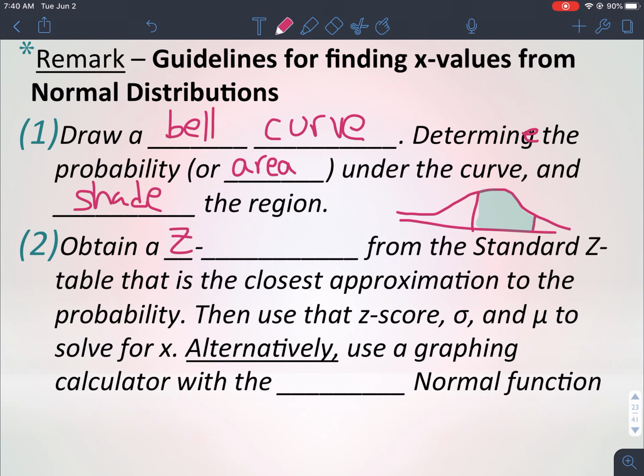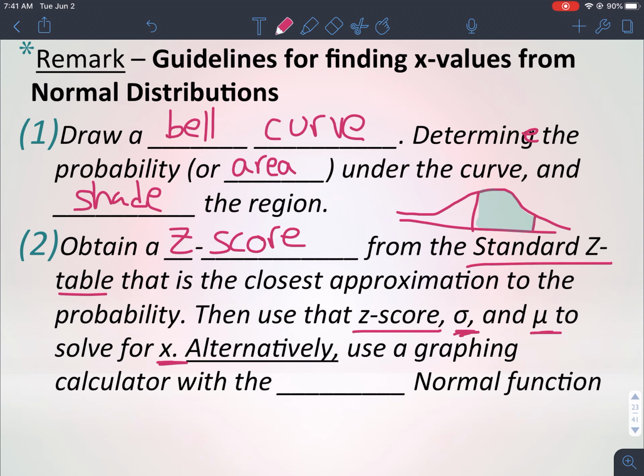Obtain a z-score from the standard z-table that is the closest approximation to the probability. Use that z-score with the standard deviation and the mean to solve for x. That is if you have a z-table.